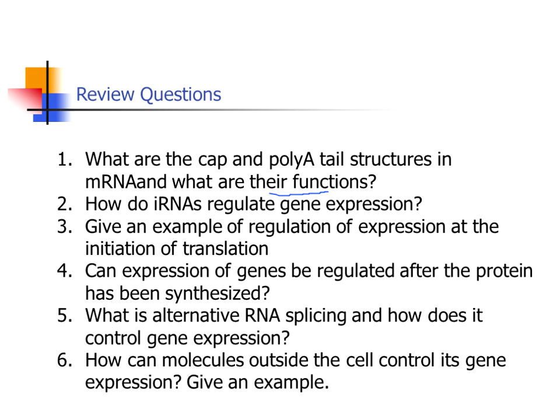And what is a poly A tail? It's basically a long chain of A nucleotides, mostly A's, but there are other consensus sequences in there, and it determines the half-life. Correct? Yes. Okay. Now, how do interference RNAs, iRNAs, regulate gene expression?